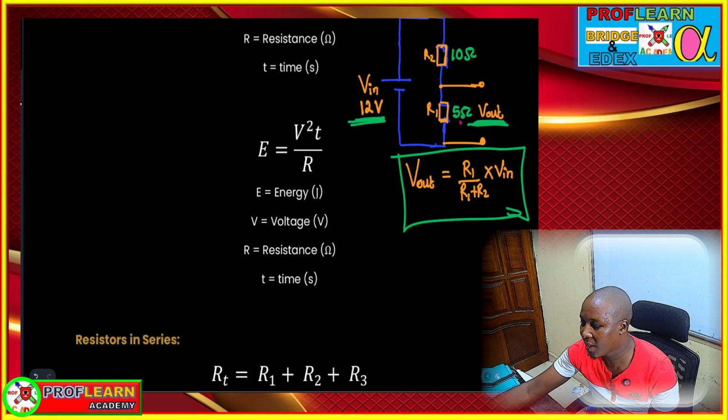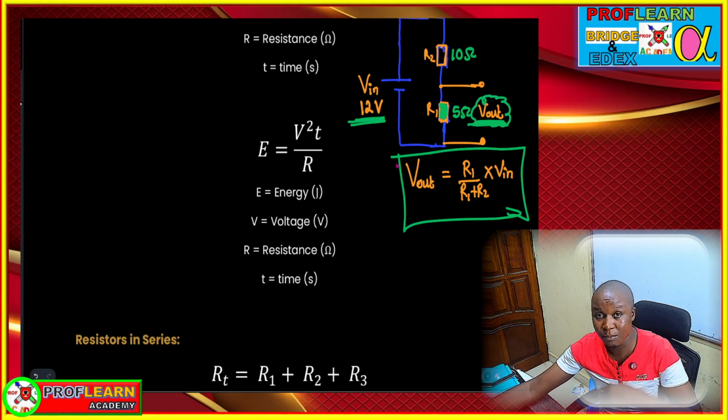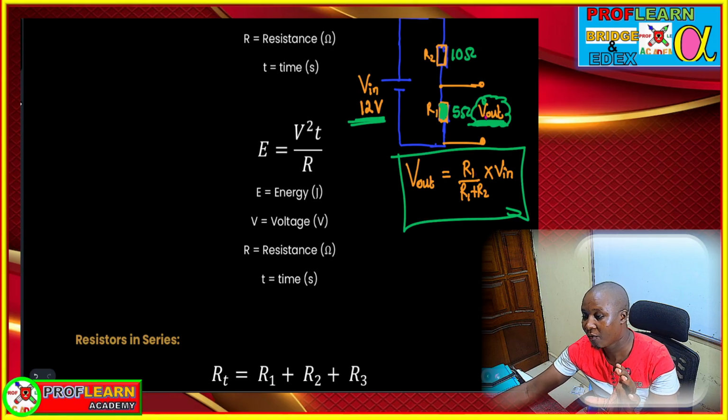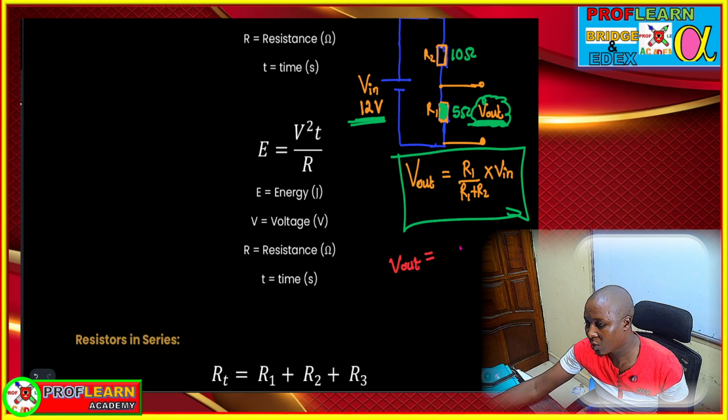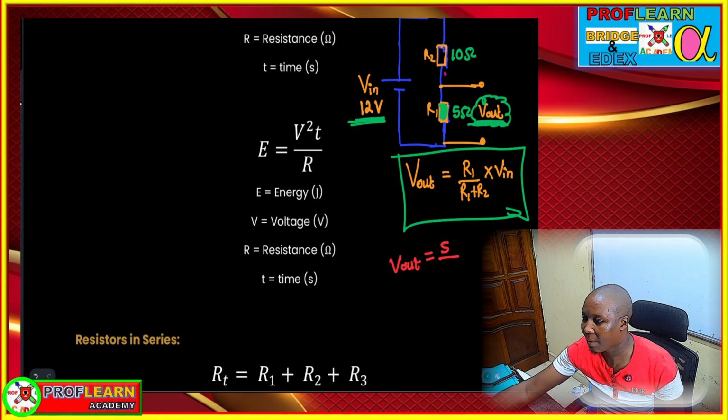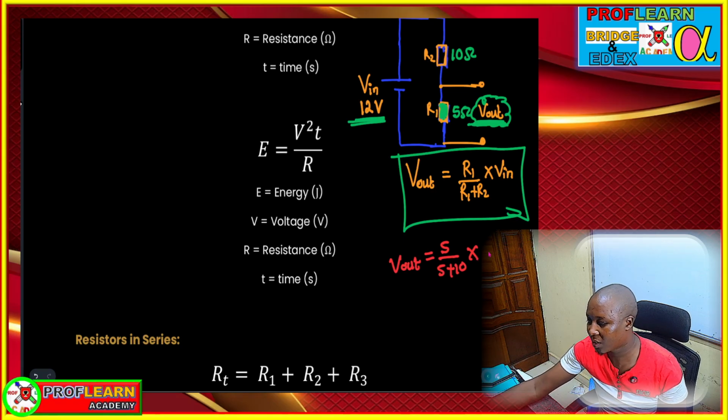So you are going to say V out, you are going to consider the resistor where the voltage is tapped from, where the voltage is removed from. So if you're working out V out, the resistor you shall have at the top here is that resistor, that given point where the voltage is removed. So we are going to say V out is going to be equal to R1, where the V out is being tapped, is 5, over the sum of the two resistors, which is going to be 5 plus 10, times the total potential difference, which is going to be 12.